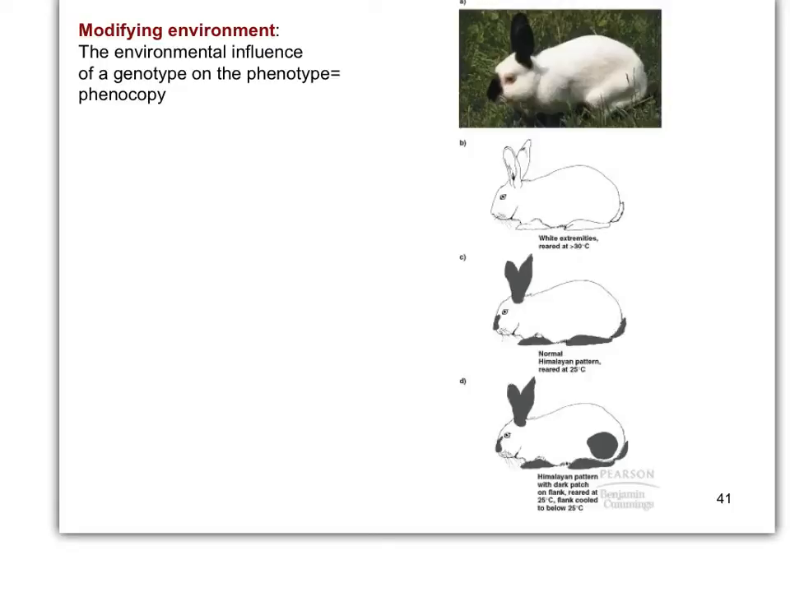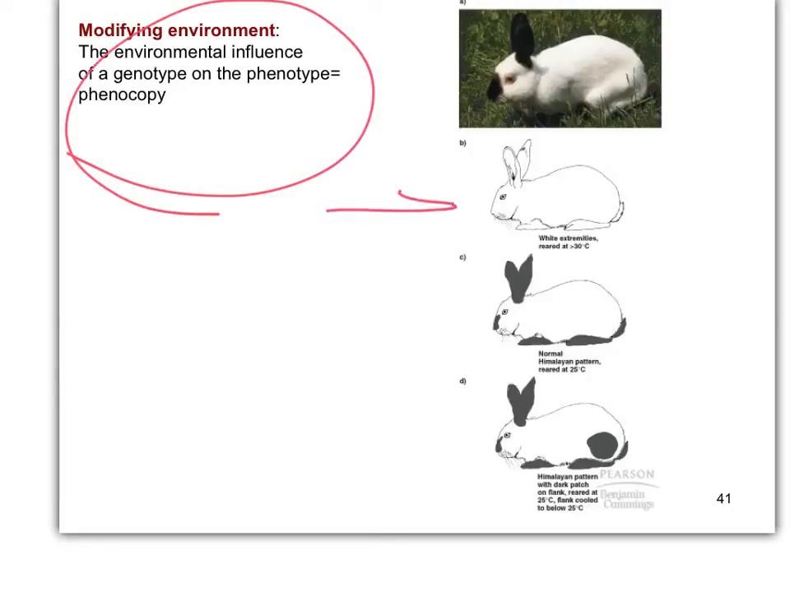Experiments showing how this is actually true. Here's the one in the warm temperatures. Here's the one in normal or cold temperatures. And then if you put an ice pack on part of the rabbit and you keep exchanging it for cold, cold, cold while this rabbit's growing up, you get a dark patch.